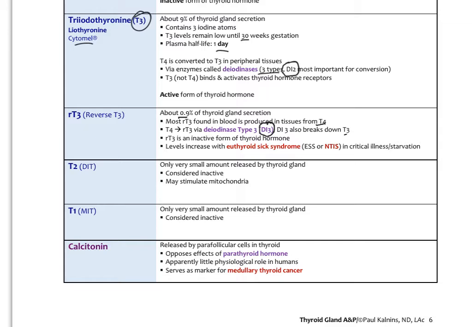The levels increase in a condition known as euthyroid sick syndrome, or non-thyroidal illness syndrome, NTIS. And you see that in critical care patients, like in the ICU and whatnot. And that's probably because the body is going into sort of a conservation mode metabolically. So the thyroid hormones are being downregulated.